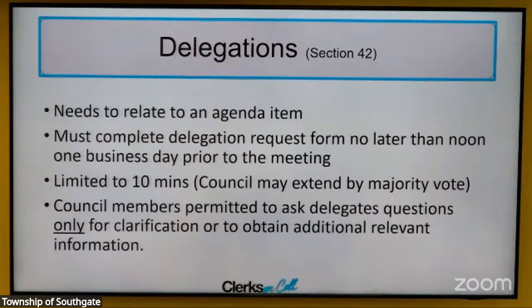And then delegations will be limited to 10 minutes each. However, council does have the ability to extend that time limit by a majority vote. And members of council are permitted to ask delegates questions only for clarification or to obtain additional information, not to be making decisions because you have an item later on in your agenda that you're going to be making the decision on. So there really shouldn't be any other dialogue other than if there's something you're not sure about and you just need that clarification.